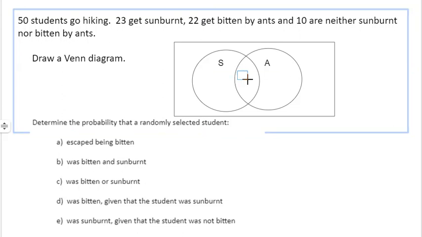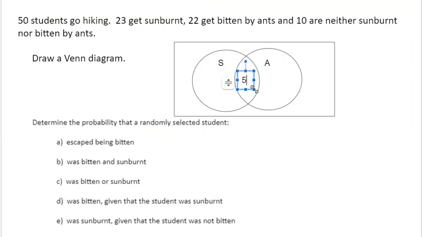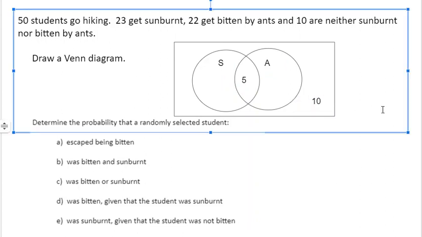We also know that there are 10 that are neither, so we're gonna put that in too. 5 in the middle and 10 in the neither. Okay. Altogether, 23 kids were sunburnt. 5 of them are in the overlap. So how many are going to be over here just sunburnt? 18, good.